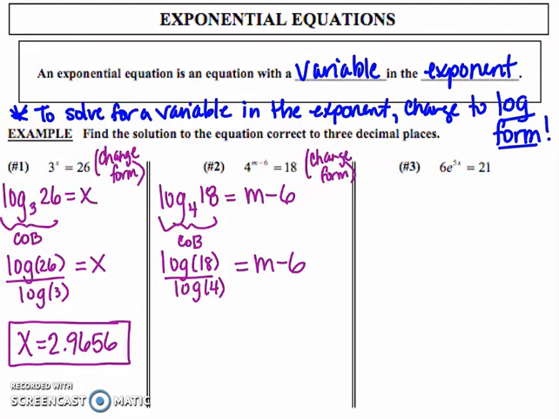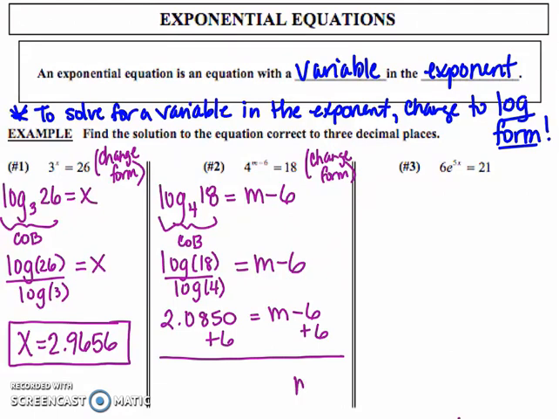So when I do the change of base on my calculator, I get 2.0850. But that's equal to m minus 6. So now I have that last step in order to get m alone of adding 6 to both sides. So my final answer is m is going to be equal to 8.0850.